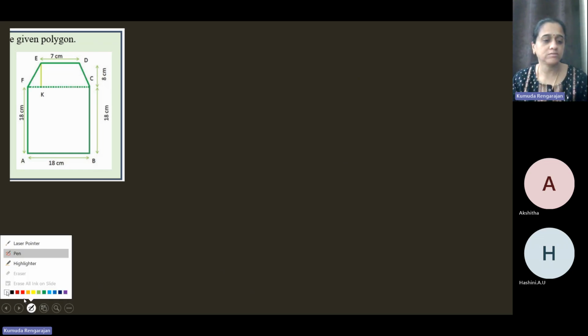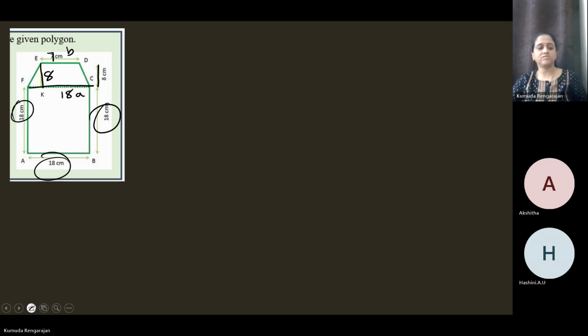Okay, so for the trapezium, what is the base? Base is 18, and here 7. So A is 18, B is 7. And what's the distance between them? 8. So half into H, 8, into A plus B, 18 plus 7, will be the area of the trapezium.